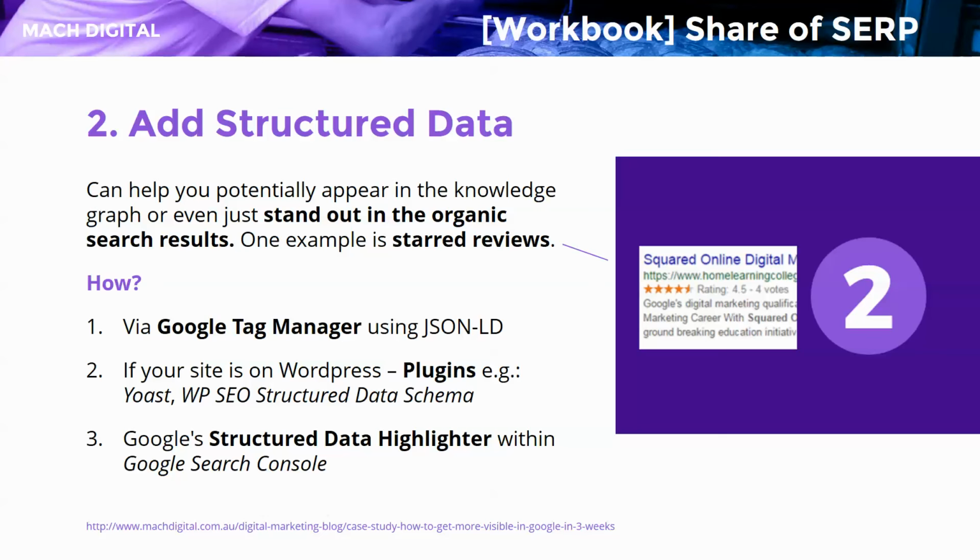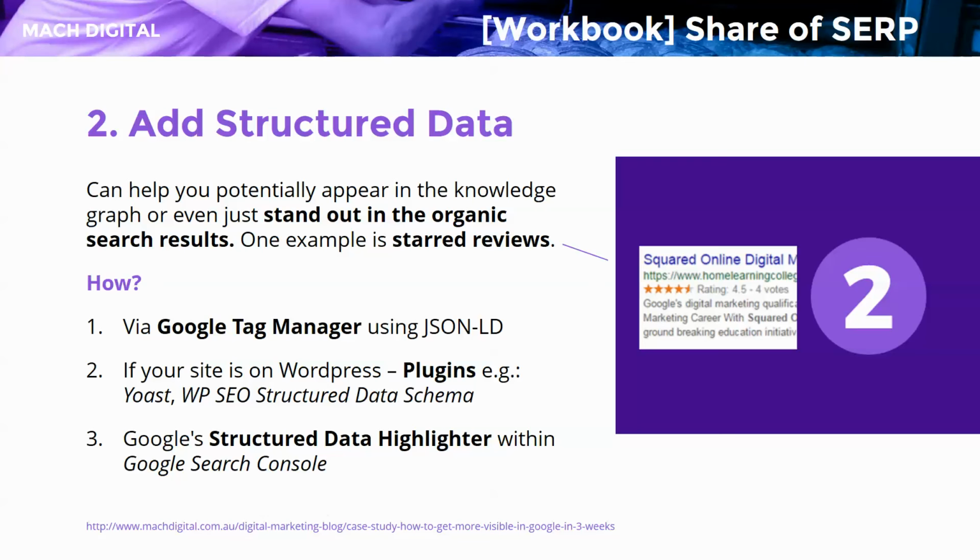It's things like reviews, booking information, menus, recipes, events. Yeah, there's lots of different types. Not all of them are supported by Google, so you can go to Google's website to see which ones are supported. Above all else, it doesn't just provide the user more info directly on the page, it helps you stand out in those organic search results.